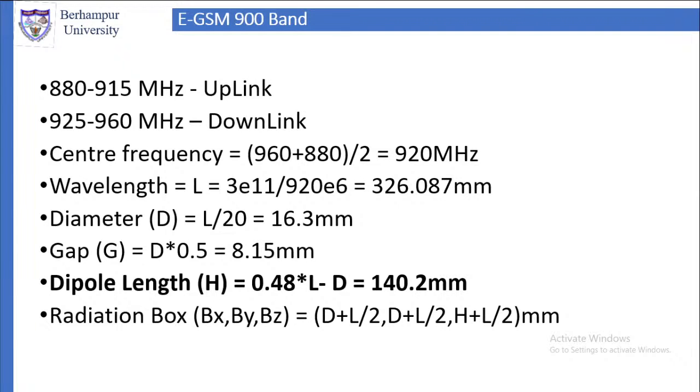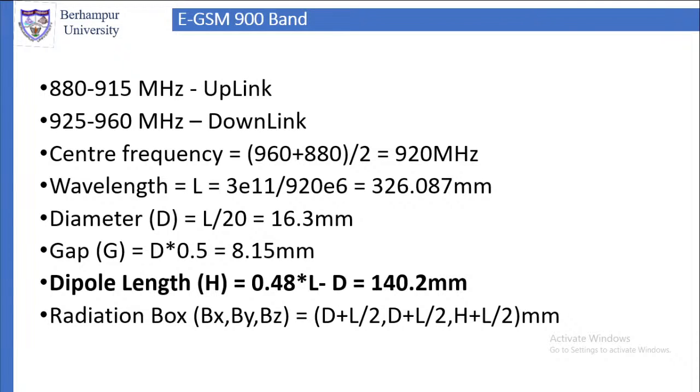Dipole length, this is a thumb rule, you can follow this. Instead of taking 0.5 lambda, where L is wavelength, so wavelength lambda, that I am writing as L. So instead of 0.5 L, you take it to be 0.48 L minus d.